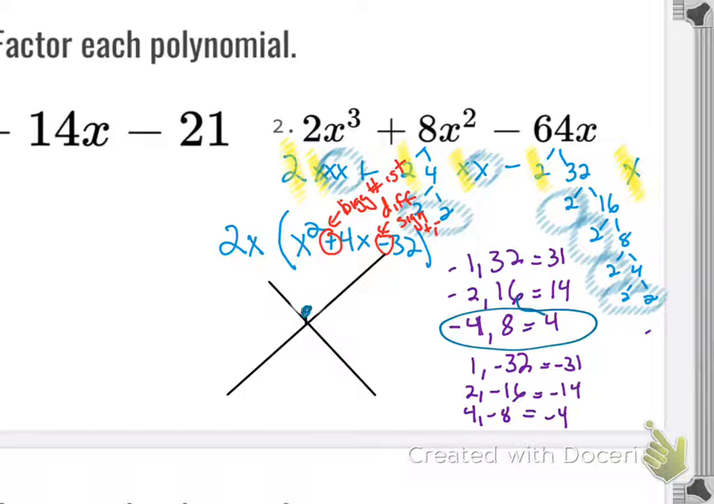So multiplies to give me negative 32, adds to give me 4. And then that would be negative 4 and 8. So our final answer, I'm going to write it out over here, can be written as 2x parentheses x minus 4, x plus 8.